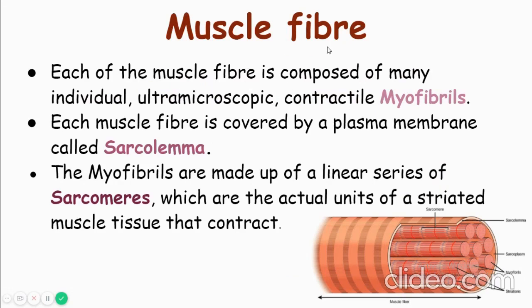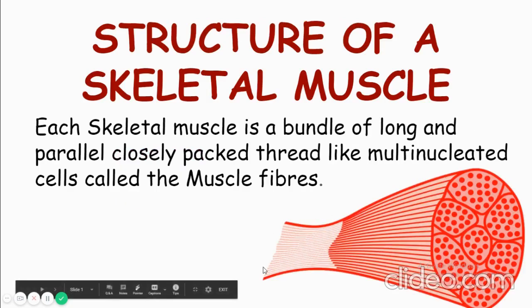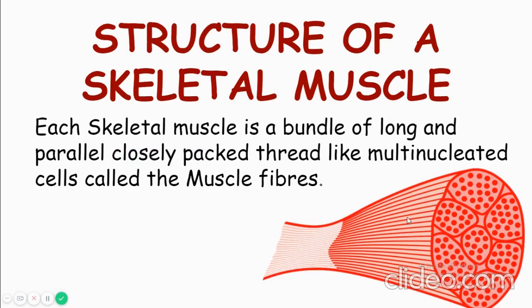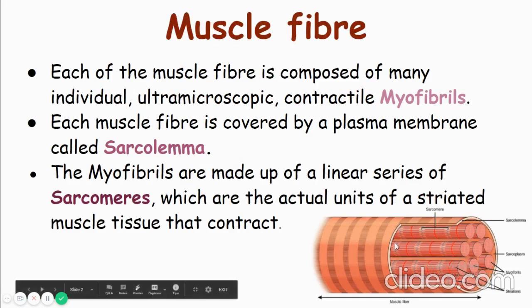What is a muscle fiber? We know that each skeletal muscle is composed of thread-like multinucleated cells arranged in a parallel manner, called muscle fibers. Each muscle fiber is composed of many individual ultramicroscopic contractile myofibrils. This is one muscle fiber. In the previous diagram, they showed a skeletal muscle with many muscle fibers. These long structures are muscle fibers. In this diagram, they are showing one muscle fiber taken from the skeletal muscle.